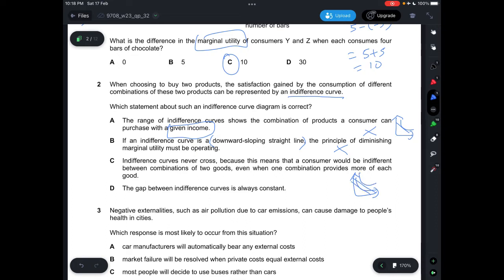All right, and then for D, it says the gap between indifference curves is always constant, which is incorrect. If, let's say, the new budget line is further away from the original budget line, then you get a different gap. If the budget line is slightly lower than the original one, then the gap is also different. So D is incorrect because of this. The answer will be C, whereby indifference curves never cross.